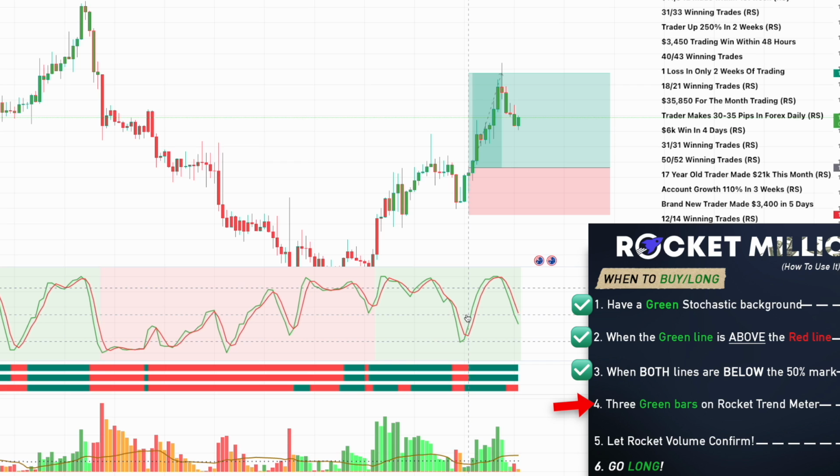The fourth rule is we need 3 green bars on the Rocket trend meter. Now let's count it: 1, 2, 3. We have it. Perfect, this is already lining up. Now, the last thing we need is the Rocket volume to confirm. Is the Rocket volume confirming here? Yes, it's above the threshold line. That means it's enough volume to take this thing up.